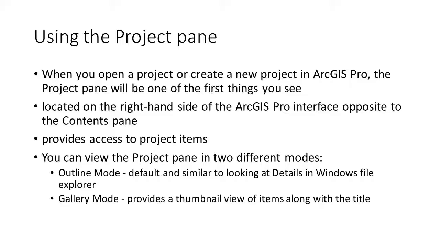So let's talk a little bit about using the project pane. When you open a project or create a new project in ArcGIS Pro, the project pane will be one of the first things that you see. It's on the left side of the interface. It's the opposite of the contents page. It provides access to project items, and it's where you can preview. You can view the project pane in two different modes: outline and gallery.